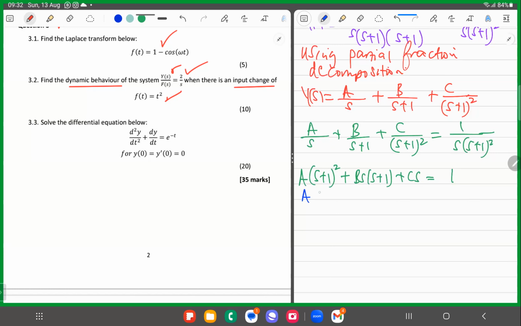So it becomes A into, let's square this one. This one becomes s squared. S by 1 by 2 becomes 2s. You square the 1, it becomes 1. Plus, you multiply out, which is Bs squared plus Bs plus Cs equals 1.